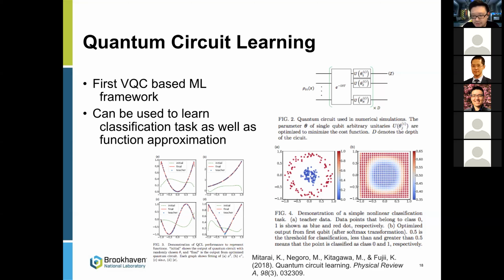So, for example, on the right-hand side, the authors show that the variational quantum circuits can be used to learn this concentric circle classification task. And on the left-hand side, it's shown that such VQC-based models can be used to learn several functions such as y equals the absolute value of x, and y equals x squared.